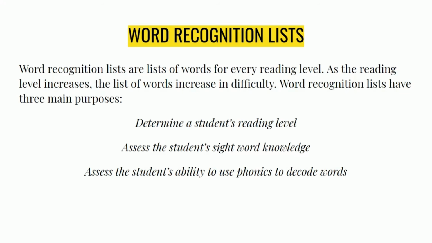Now, when using word recognition lists, you would have a chart of the words contained on the word recognition list. And as the student is going through the words, you would mark the words that the student read correctly. And then you would also write down what word the student said when they read the word incorrectly. For example, if the word was sat and they said sit, you would write that down.